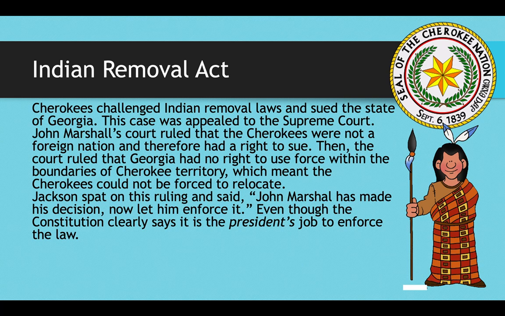Now, according to the Constitution, we have 3 branches of government. We have the legislative branch that makes the laws, the executive branch that enforces the laws, and then we have the judicial branch that interprets the laws. But Jackson, when John Marshall made this ruling, he said, John Marshall has made this decision, now let him enforce it. Now, this is a clear violation of his duty as the leader of the executive branch. According to the Constitution, it is the president's job to enforce the law, not the Supreme Court's job.